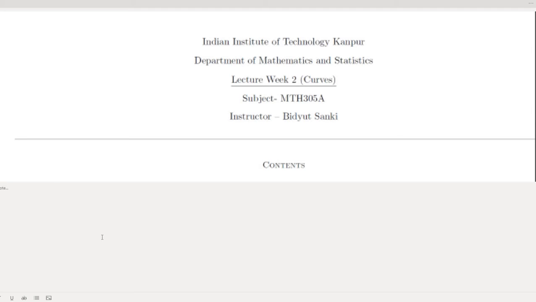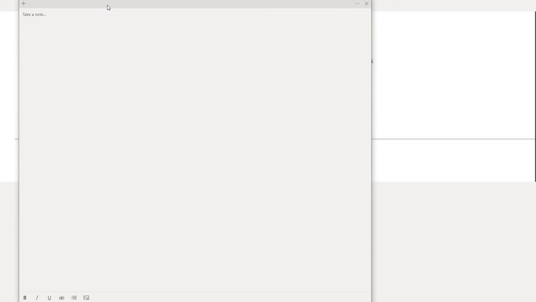Welcome to the course MTH 305A. Here we study the differential geometry of curves. Already we have defined parameterized curves. Okay, so this is page 1. So, already we have defined parameterized curves.